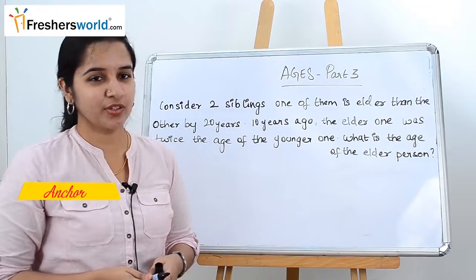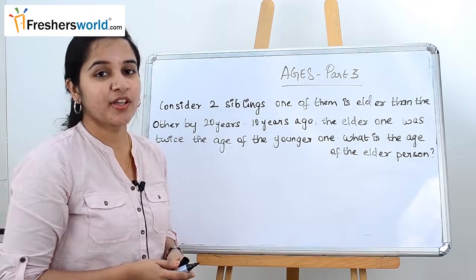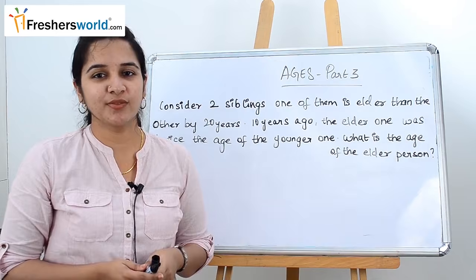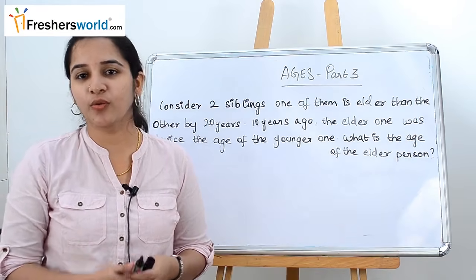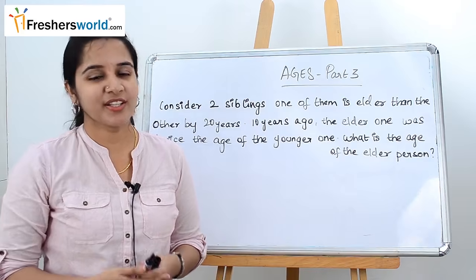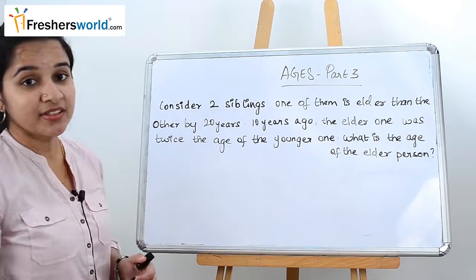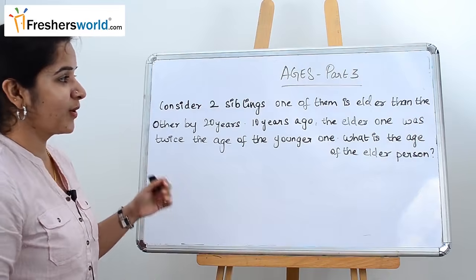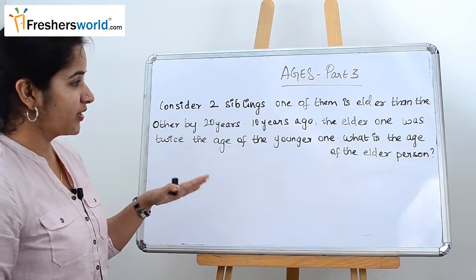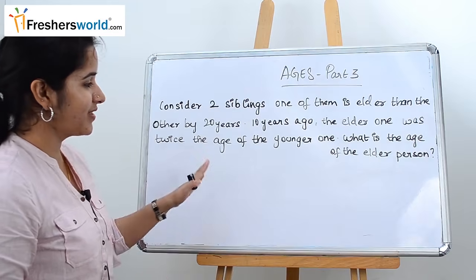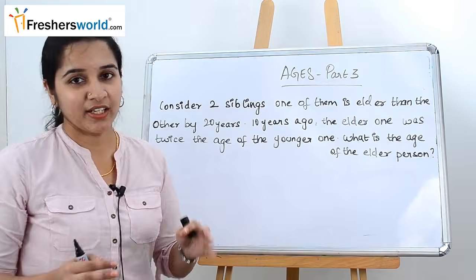The topic that we are going to look at today is ages part 3. In the previous parts of ages, we dealt with the simpler sums. Going forward, we have to solve tougher problems to understand the overall concept of ages better. So let's get started. The question that they have given is, consider 2 siblings, one of them is elder than the other by 20 years. 10 years ago, the elder one was twice the age of the younger one. What is the age of the elder person?